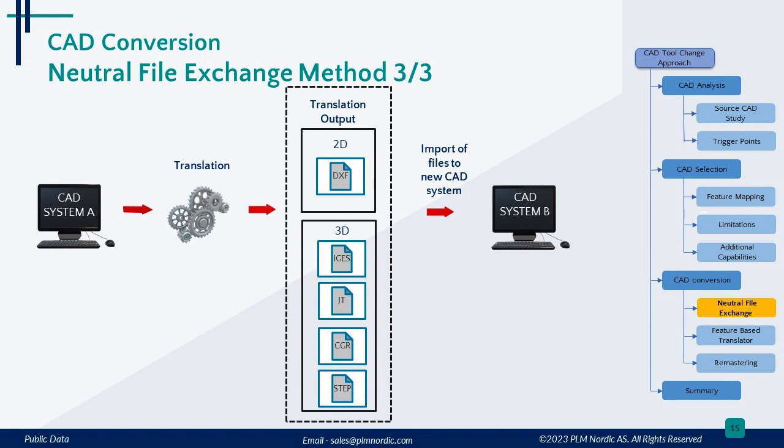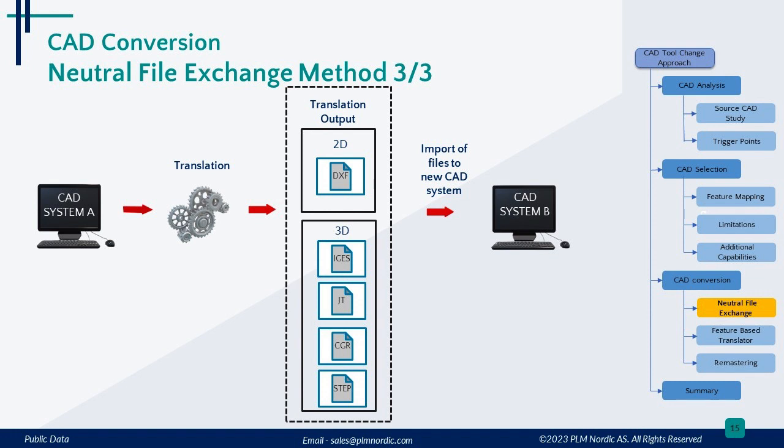This is a typical example of CAD conversion using the neutral file exchange method. Source CAD files are converted into neutral file formats using the translation services available in the market. Neutral files are then stored in the staging folder and loaded into the target CAD system using loading utilities.